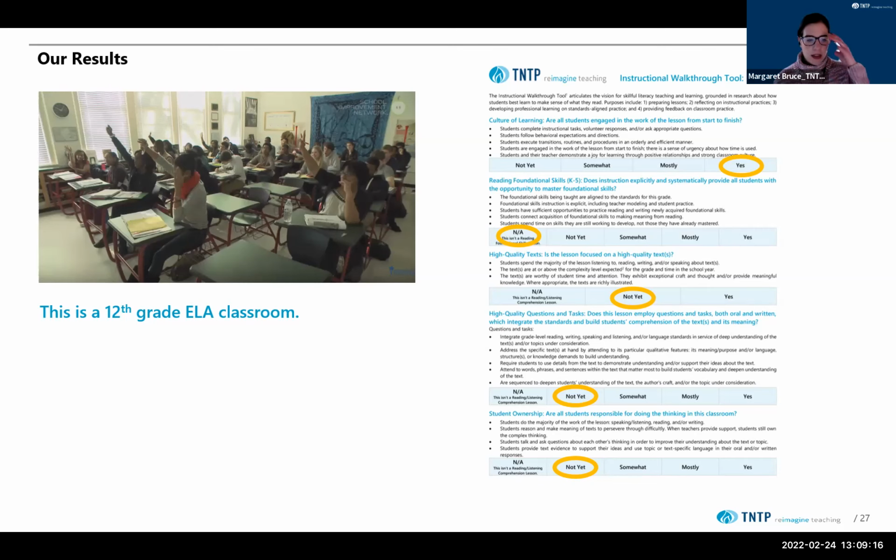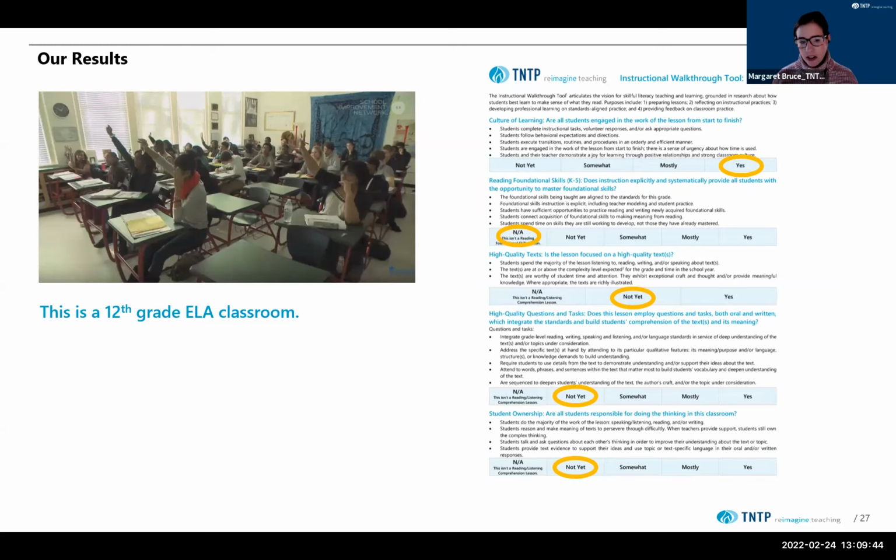And so, as Rhiannon mentioned earlier, this tool is designed to be hierarchical, meaning that we'll start with the culture of learning because everything else will flow from there. And then we'll get into whether or not there is a grade appropriate complex text present. Similarly, if there's not a text present, it will be very difficult to have high quality questions and tasks because there's no text from which to draw. So here is also a not yet.